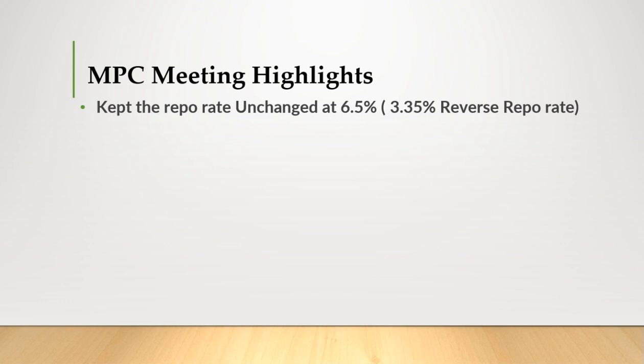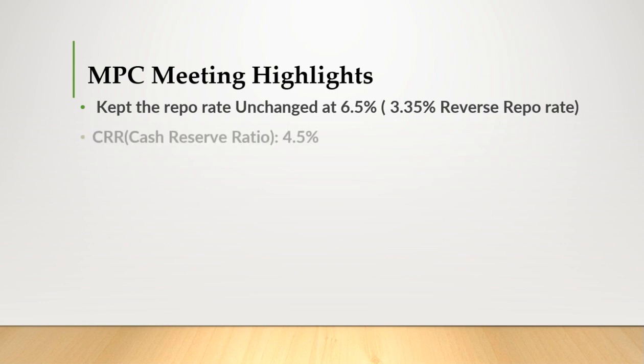Now coming to the first financial parameter, repo rate. They kept the repo rate unchanged at 6.5% and the reverse repo rate unchanged at 3.35%. Now what exactly is this repo rate? Usually RBI gives money to banks for their operation. In return, the bank has to pay an interest rate to RBI, and that interest rate is called the repo rate. So it is fixed at 6.5%. After this, banks will usually keep the interest rate more than 6.5% for any lenders.